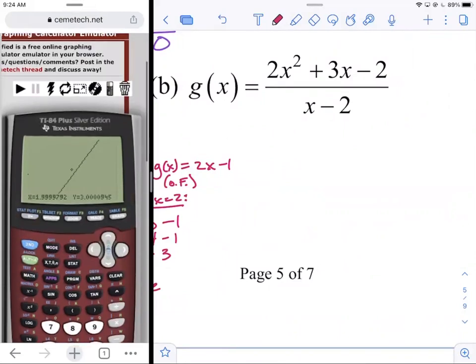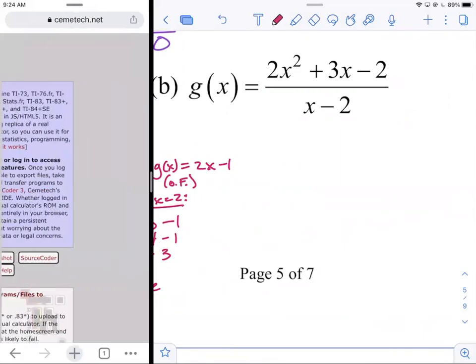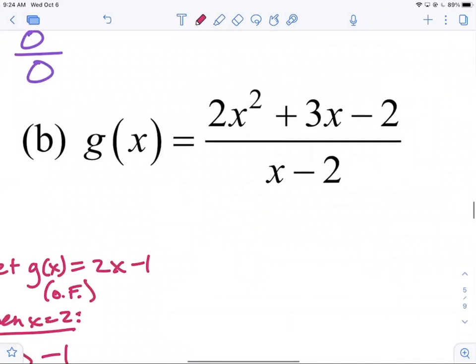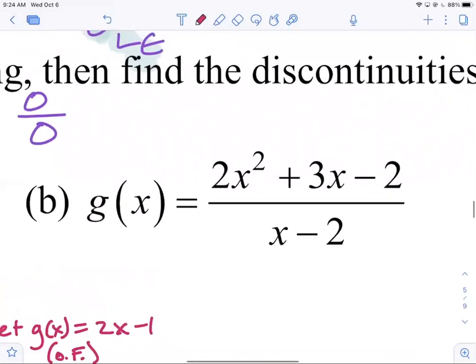Letter G, or letter B, function G. I'm going to pause this. I found it correct, but I feel like it's wrong. Well, if you look at it, what's the domain? You can spot it right away. Let's not even mess around. Looking at the denominator, x minus 2, the denominator can't be 0, so you know x can't be what? 2.